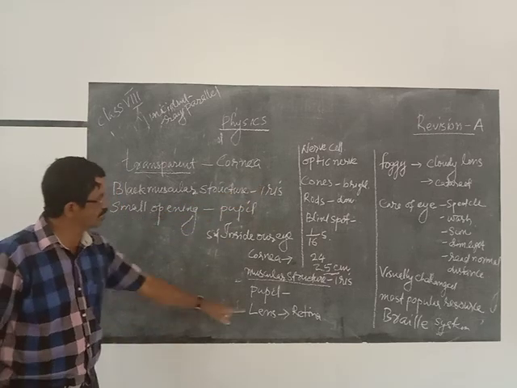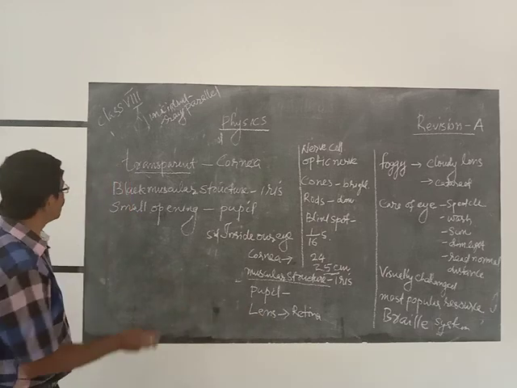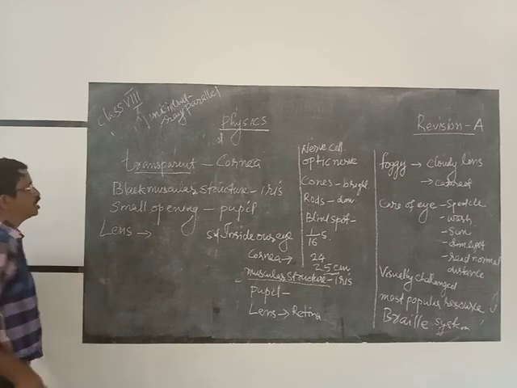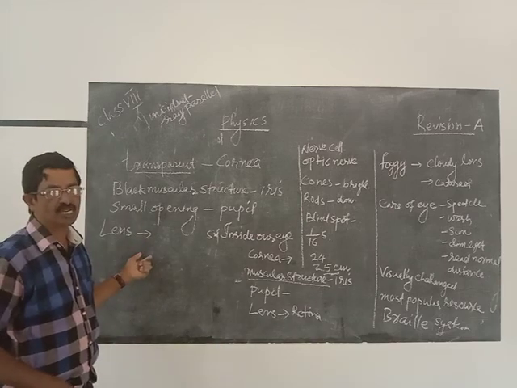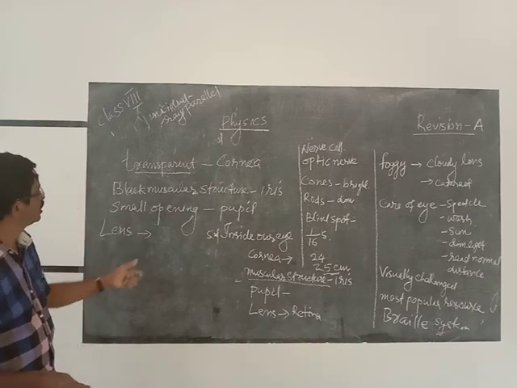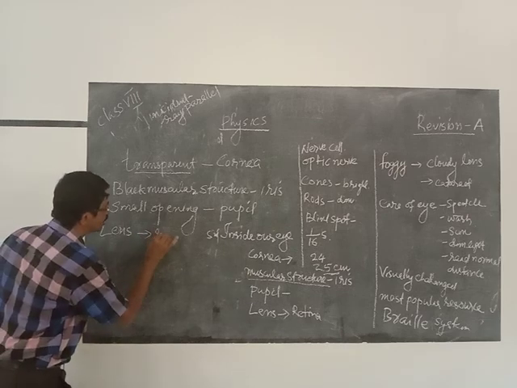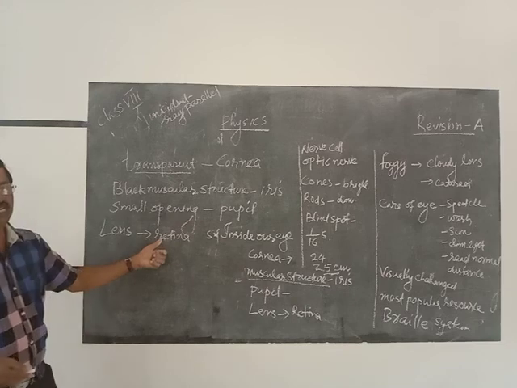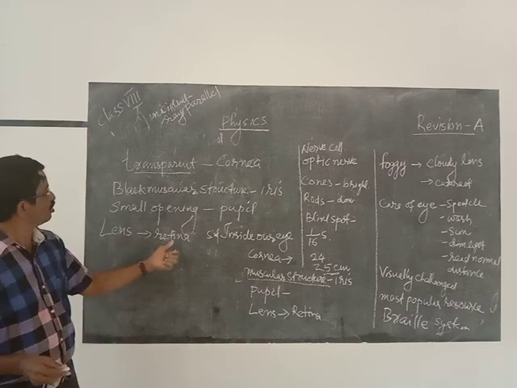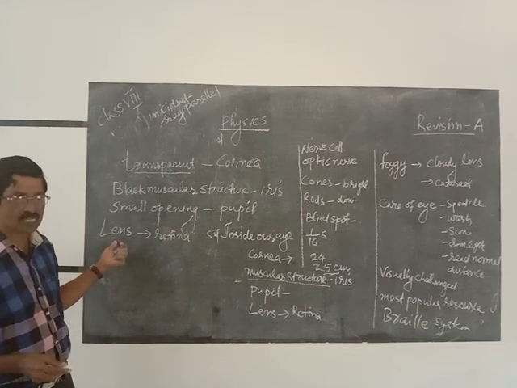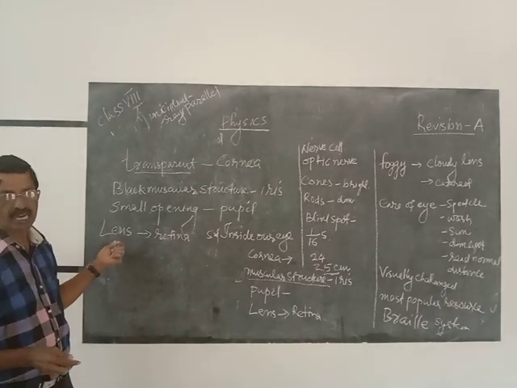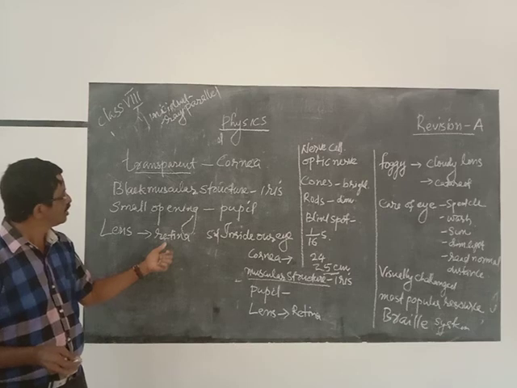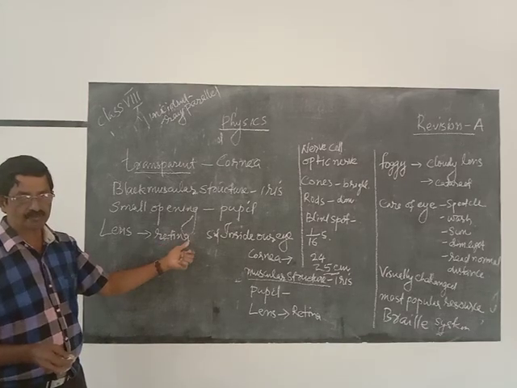And then the light falls on the lens. That lens forms the image of the object on the retina. Where does it form? The image will form on the retina by the lens. There is a convex lens, and that convex lens forms the image of the object on the retina.